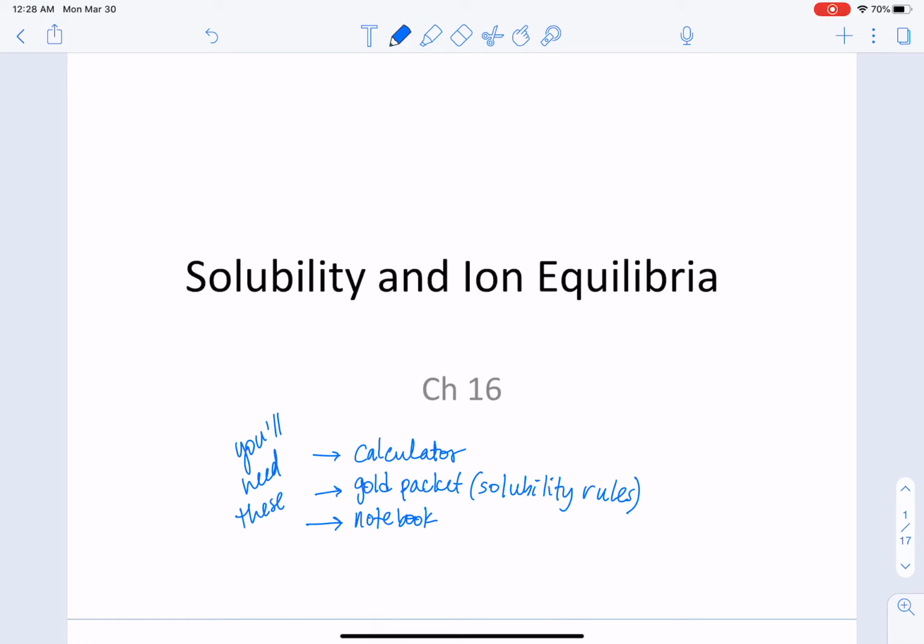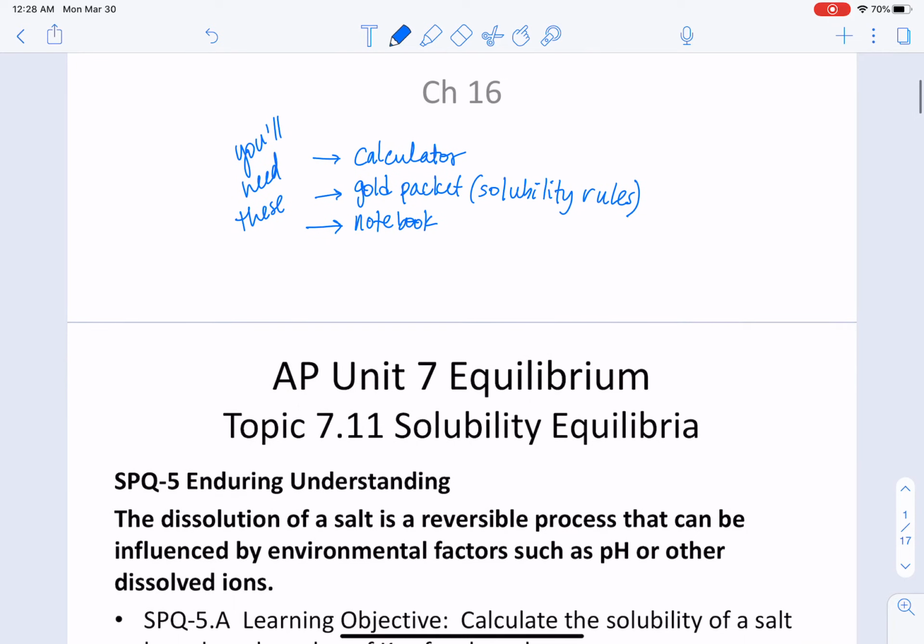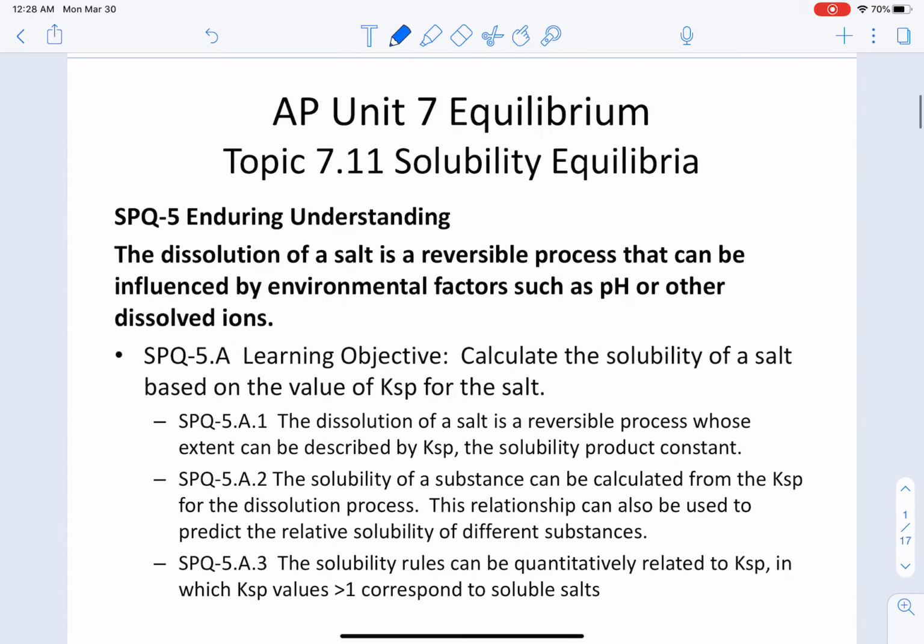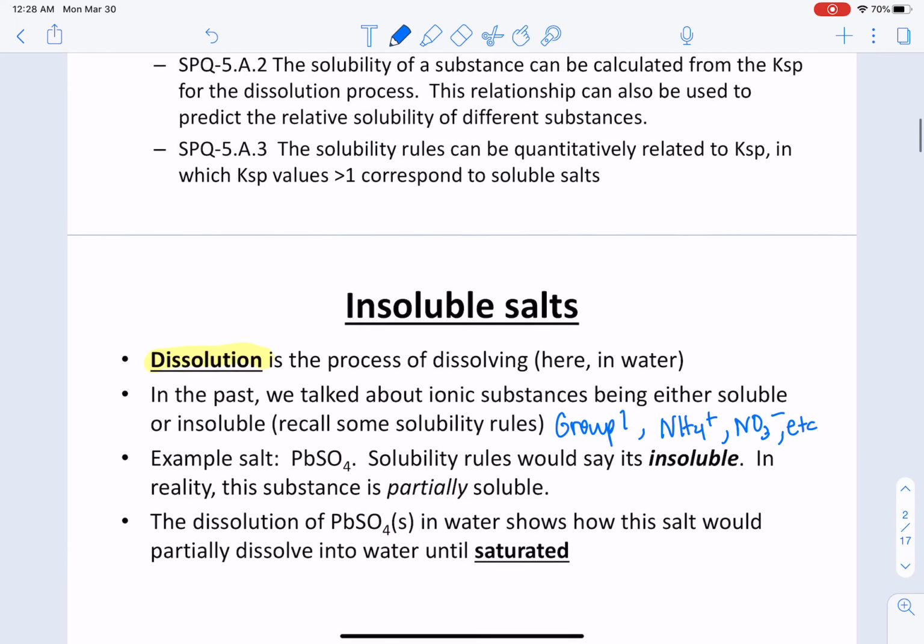All right, we're going to be talking about solubility in ion equilibria. This is part of chapter 16 in your textbook. You will need a calculator. I would suggest the gold packet for solubility rules and some place to take notes. This is part of unit 7 from AP Chemistry, and here are the objectives that we will cover.